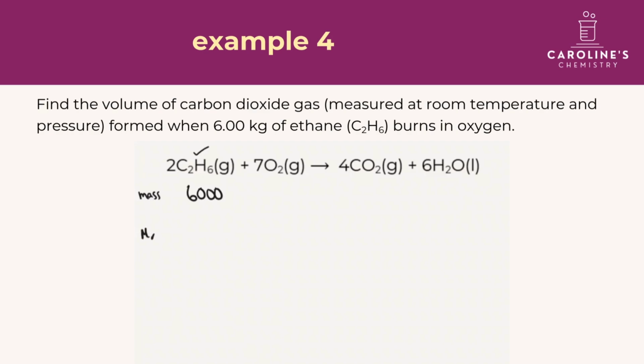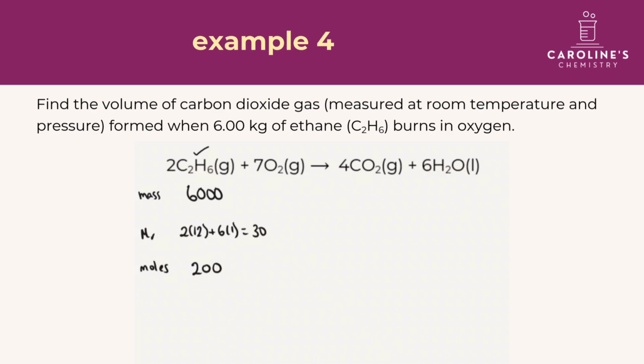I'm going to work down this column now to work out moles. So mass divided by MR is equal to moles. The MR of the ethane, we have 2 lots of 12, not 16, 12 for the carbon, plus 6 lots of 1 for the hydrogen. So that MR there is 30. You do 6,000 divided by 30, which gives us 200 moles of ethane.